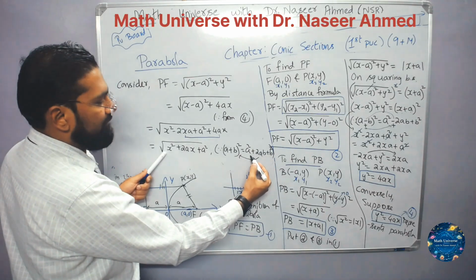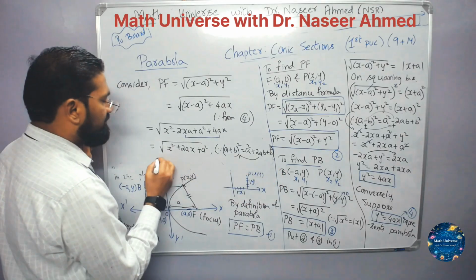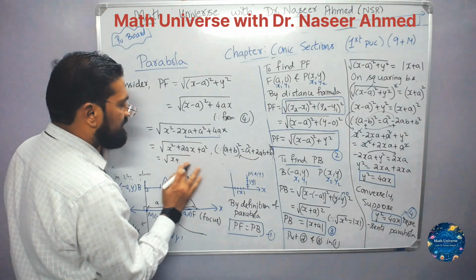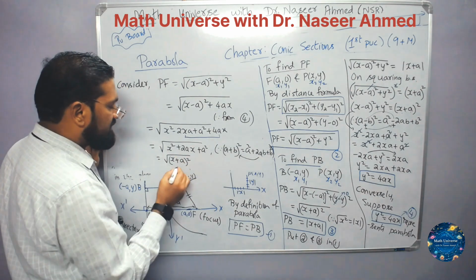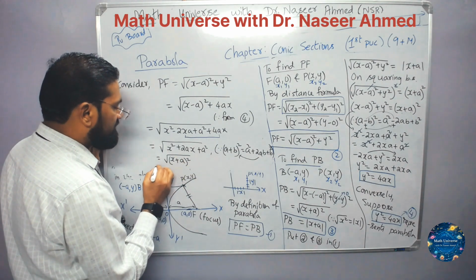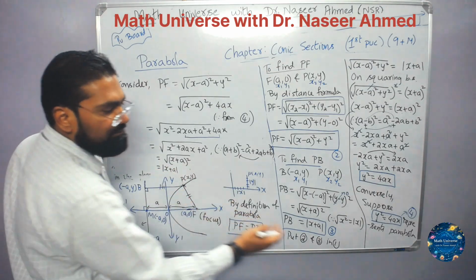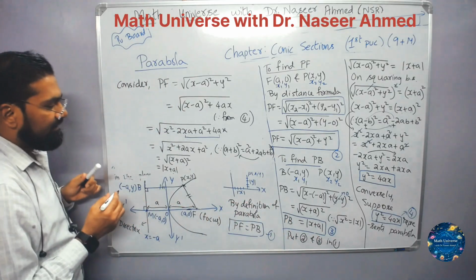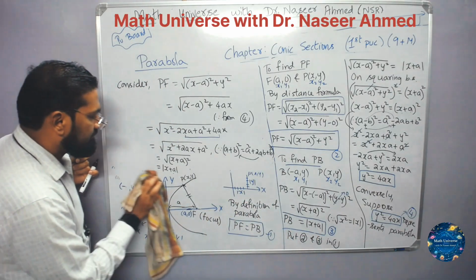You can see here x square, 2ax, plus a square. So this will be what? Square root of x plus a the whole square. What is the value of this? The value of this is mod of x plus a. Now come here. This mod of x plus a is nothing but PB. Nothing but PB. Ready? Remove this also.